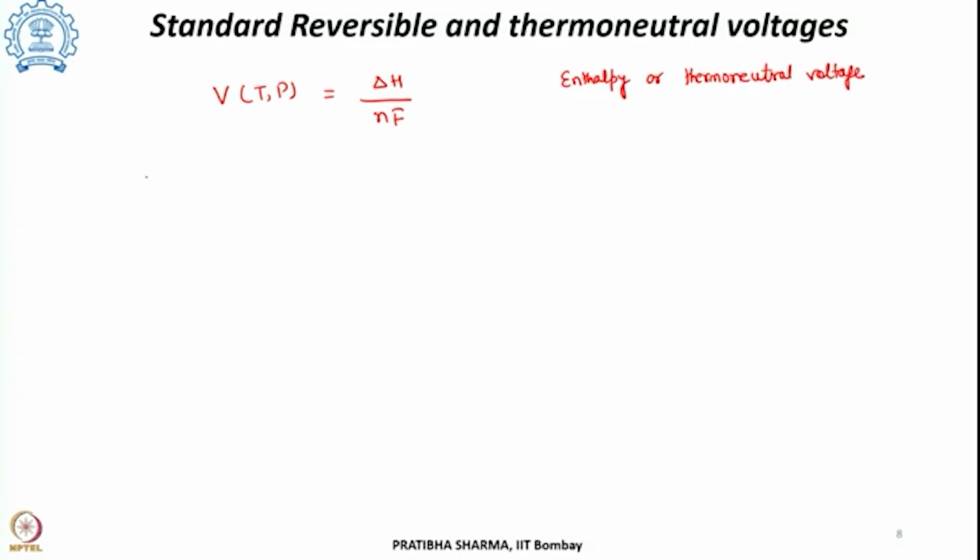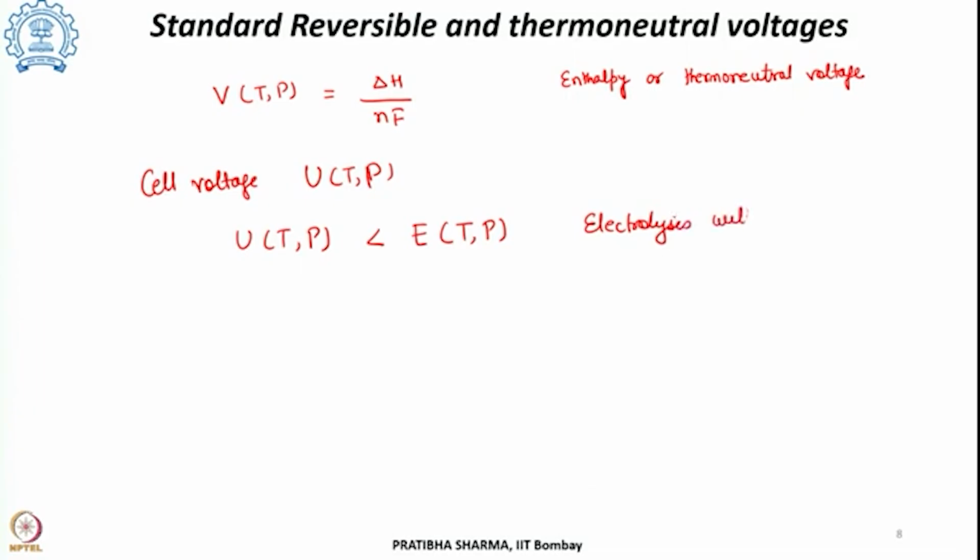Now, if we represent the cell voltage for an electrochemical cell by U, then we relate that with E and V. If the cell voltage is less than the reversible voltage or the free energy voltage, in that case the electrolysis will not occur, as the system will not have the required energy for the process to take place.